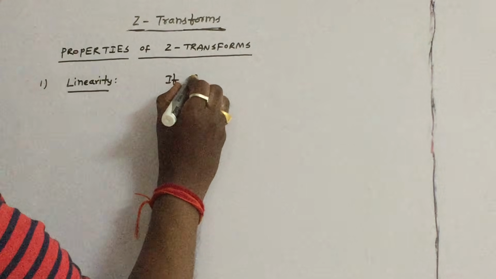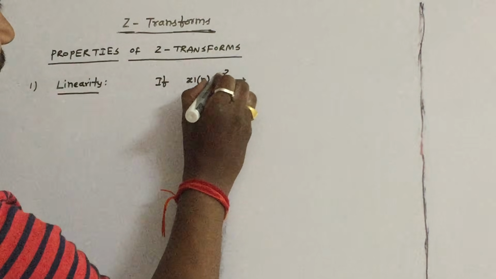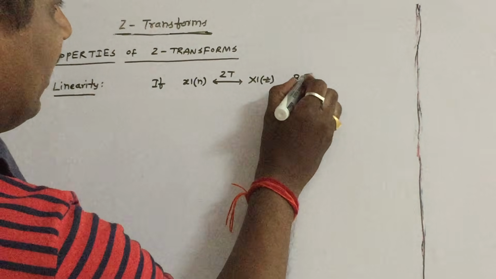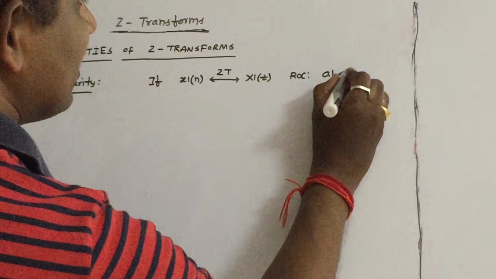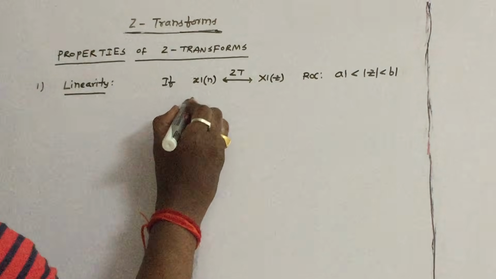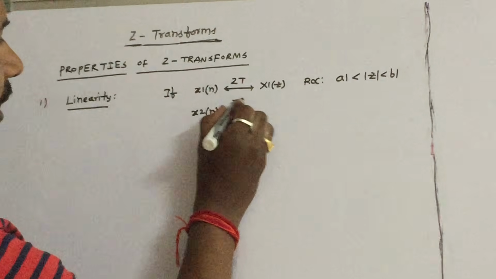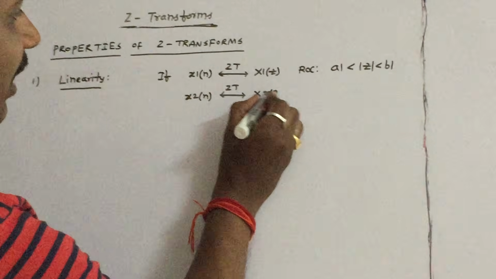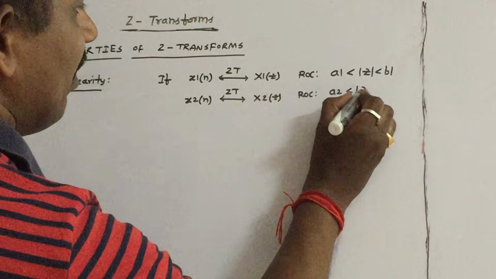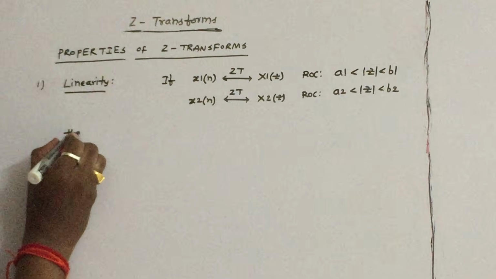If x1 of n has Z transform, say X1 of z, with ROC, say A1 less than mod z less than B1, and x2 of n, a discrete time signal, has Z transform, say X2 of z, with ROC, say A2 less than mod z less than B2. So then what is linearity?